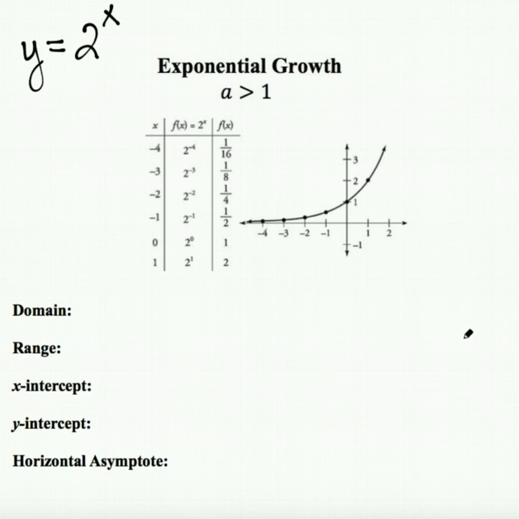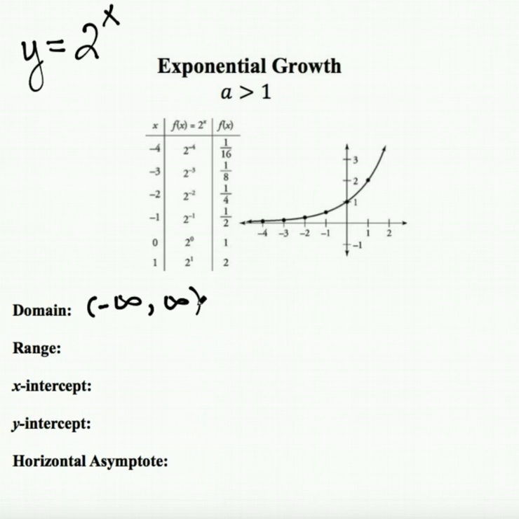So let's talk about some characteristics of an exponential growth graph. Domain is the x values. There are infinitely many x values that we can put in here. It doesn't have any restrictions. We don't have x in the denominator. We don't have the square root of an x, so we don't have any restrictions. So my domain is -infinity to infinity.